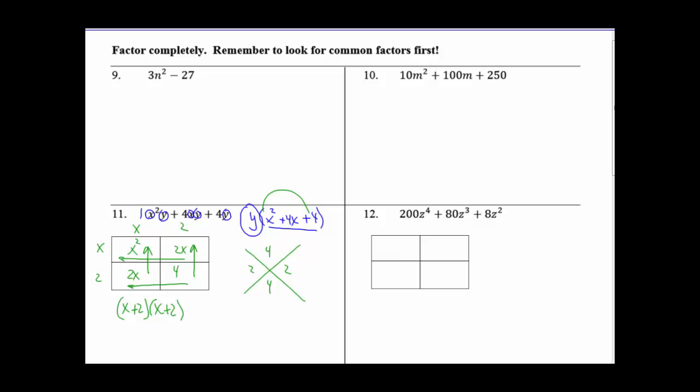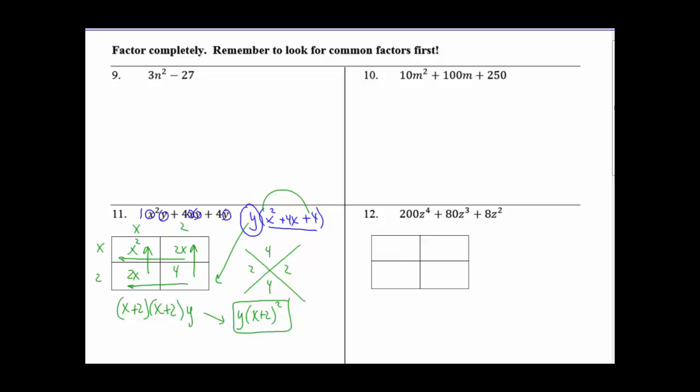But remember, this y was originally here, so we do have a y. So another way we can write this is y times x plus 2 squared. Just multiplying just to make sure.